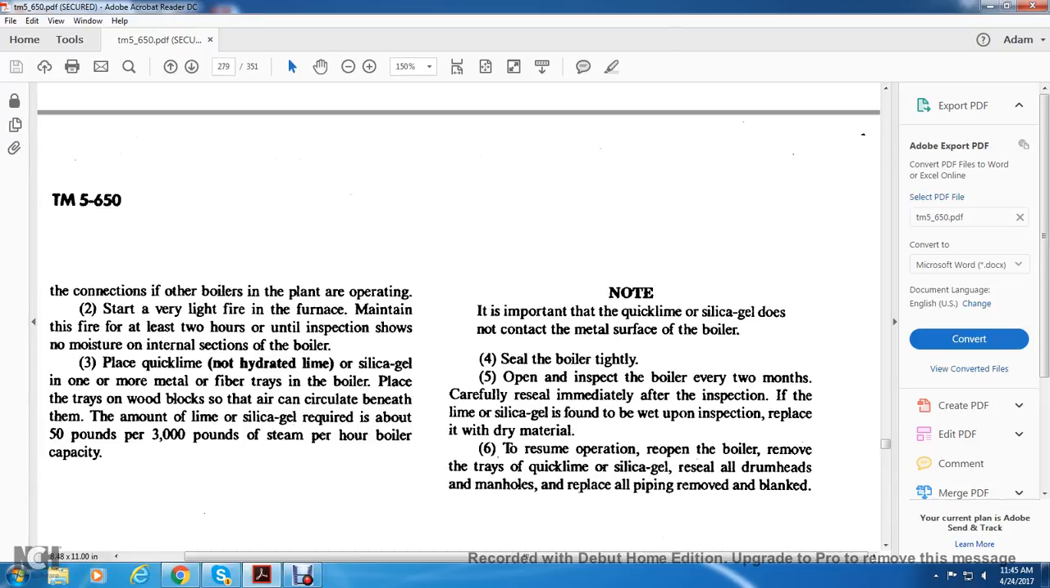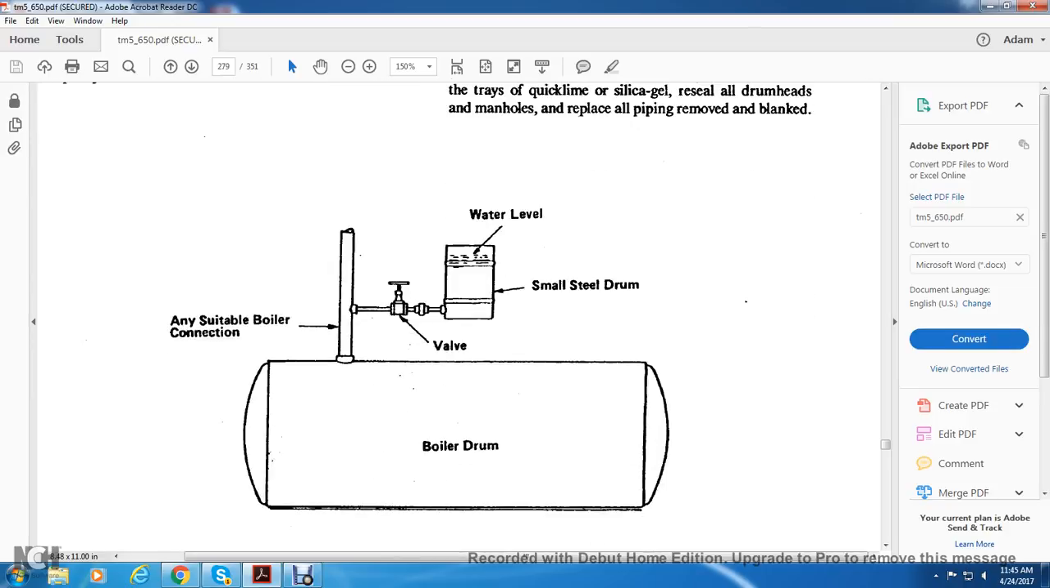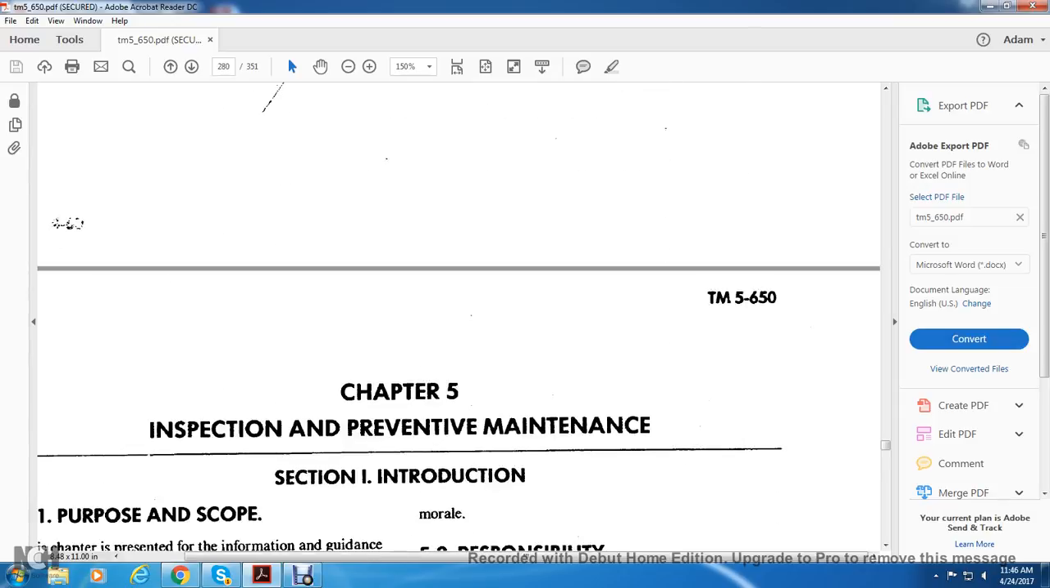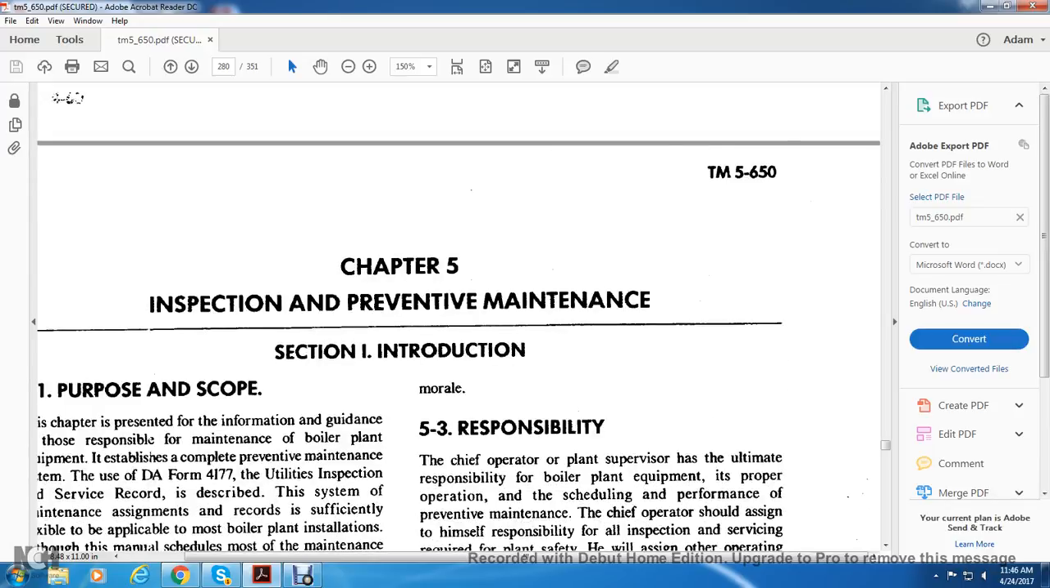Resume operation. Reopen the boiler. Remove the trays, quicklime and silica gel. Reseal all the drum heads and manholes. Replace all the piping removed by blanks. Figure 434 shows the wet storage method: any suitable boiler drum valve, small seal drum, water level. Chapter 5, Inspection and Preventive Maintenance.